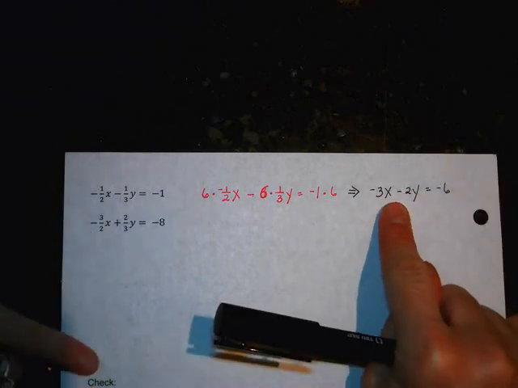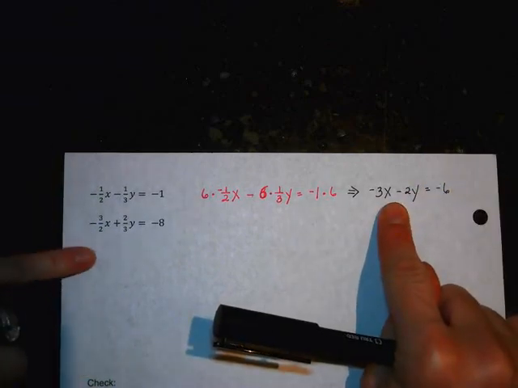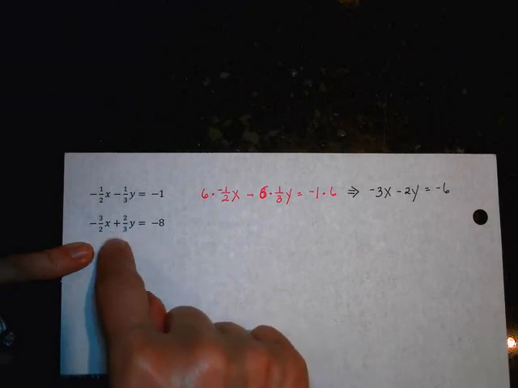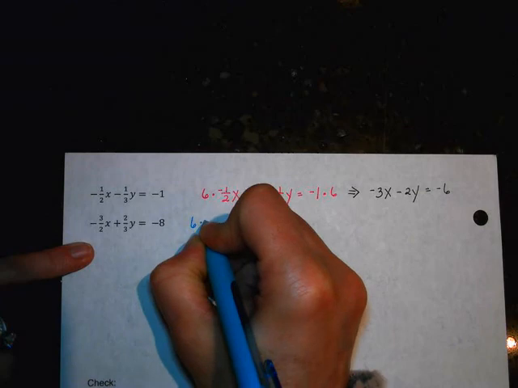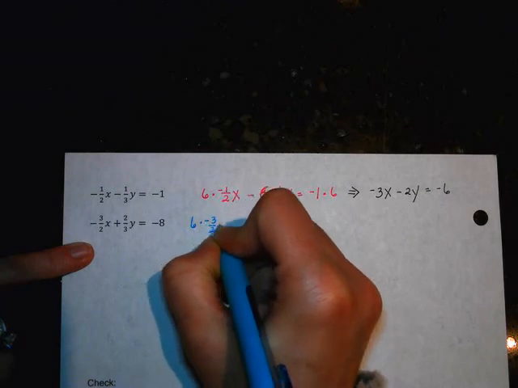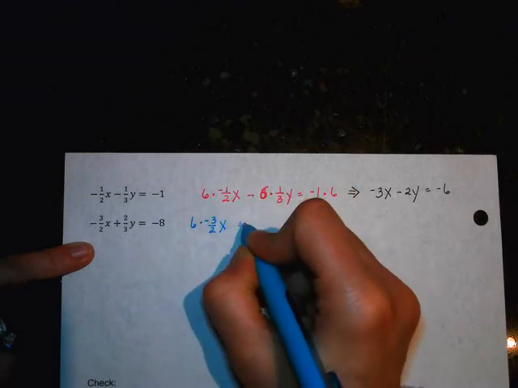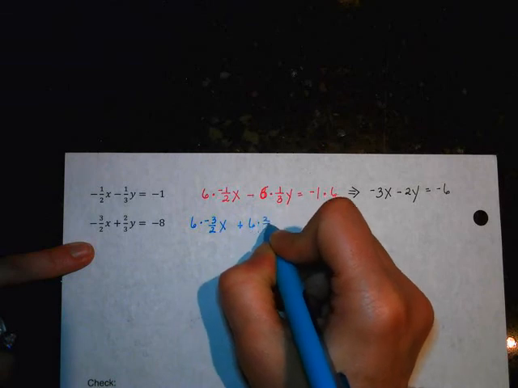And then we'll do the same thing here. The common denominator would be 6. So I'm going to basically just put a 6 in the front of everything. You get a 6. The 2/3 gets a 6. And the -8 gets a 6.